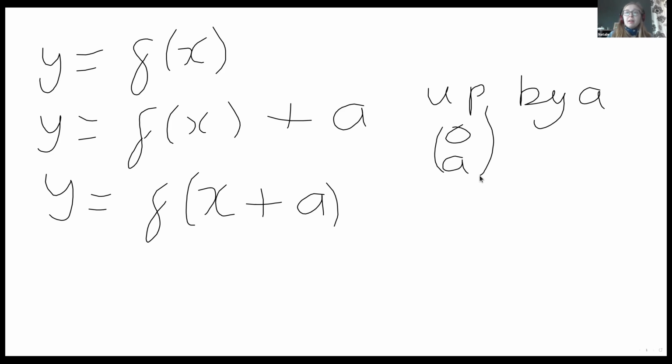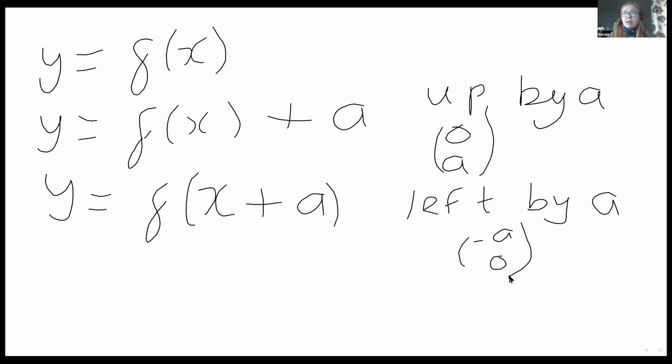What about if I have the plus a in the bracket? Now, the rule is if it's in the bracket, it affects the x-axis. So up is the y-axis, up and down is y, left and right is x. And x is also the one where everything is opposite. So if it's in the bracket, it's x, and x equals opposite. So instead of going plus, you'd assume it gets bigger, we actually are going to go left by a. So it always does the opposite of what you expect. Or if we write it as a vector, it's (-a, 0).